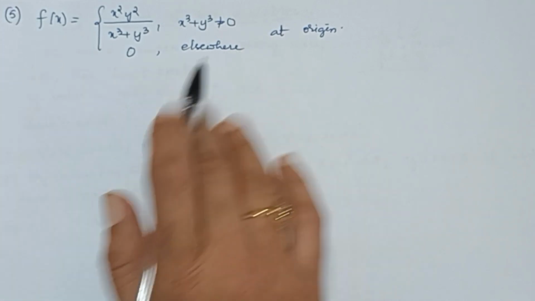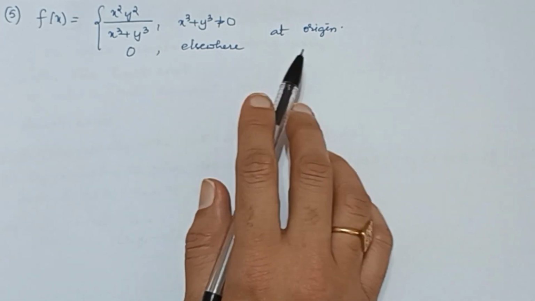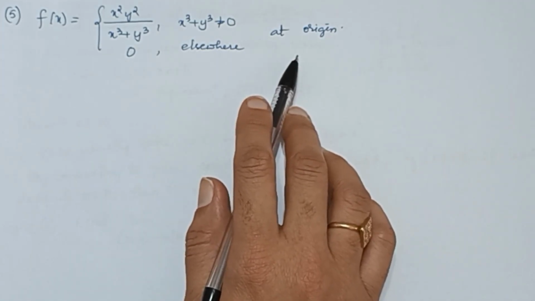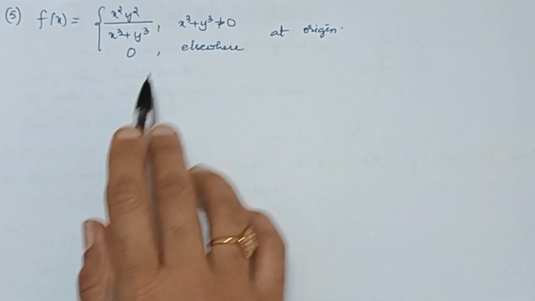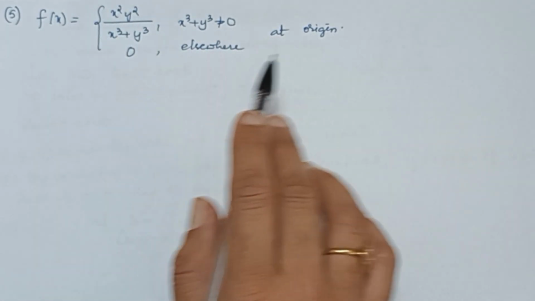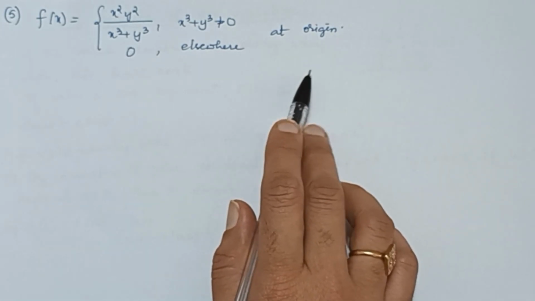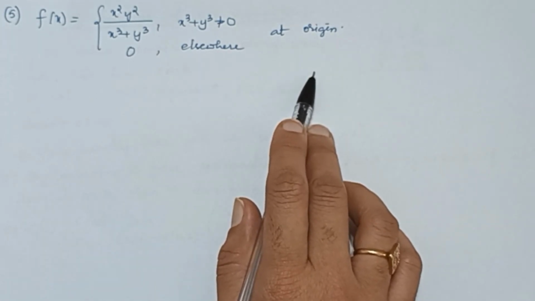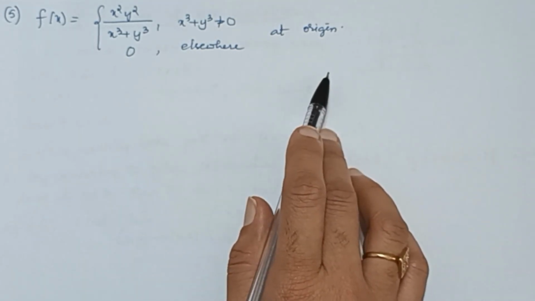But changing to polar coordinates or changing to y equal to mx, sometimes they don't give you the true result. So this is an example. If they are giving you a particular value, that doesn't mean the limit exists. You have to go with all possible paths. There could be some other path where the limit does not exist.